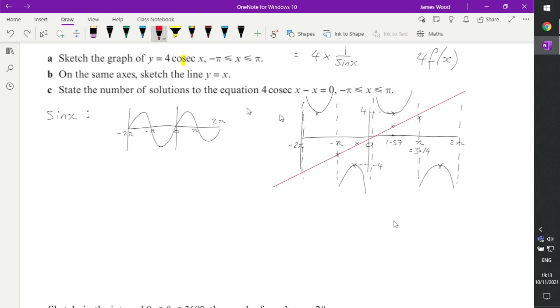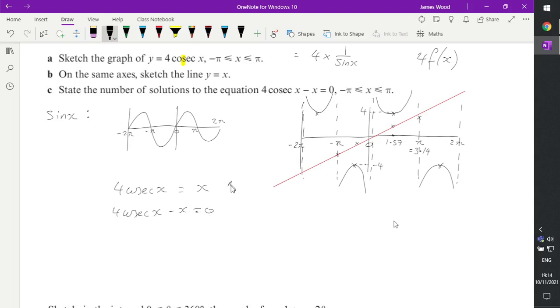Now the intersections of the black curve and the red curve, that would be solving 4 cosec x equals x. Okay, because this is y equals this and y equals this. So the intersections of these two graphs would be solved by this equation here, which is also equivalent to this equation here.